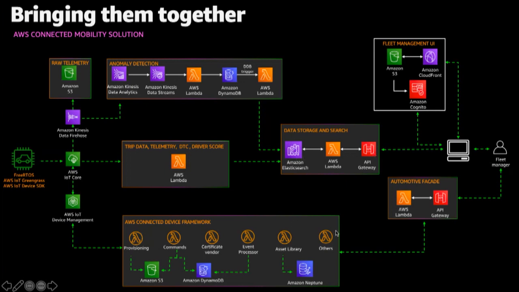And at the bottom, we have the connected device framework, CDF, which takes care of certificate rotation, the initial provisioning of the vehicle, and also the asset library. CDF is the base, and CMS is running on top of CDF. To talk to the CDF framework, we have created a facade layer, where we again have an API gateway which talks to Lambda, and that can in turn talk to the CDF framework. So this is overall the summary of the architecture that we have currently implemented.